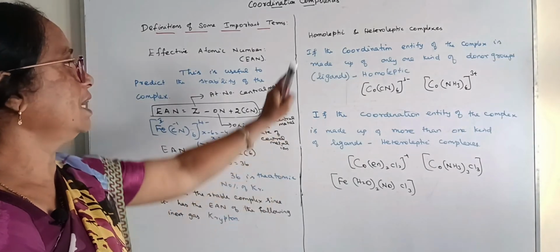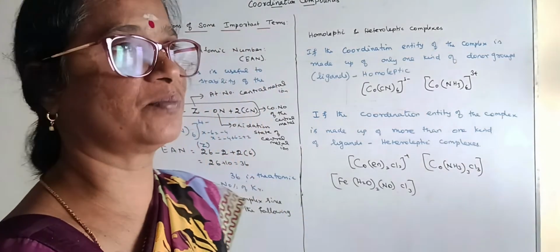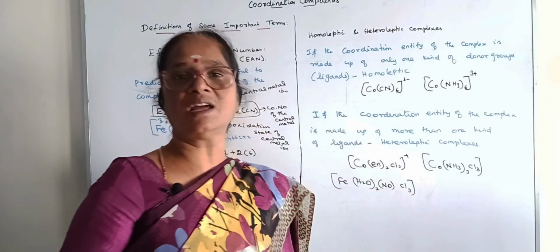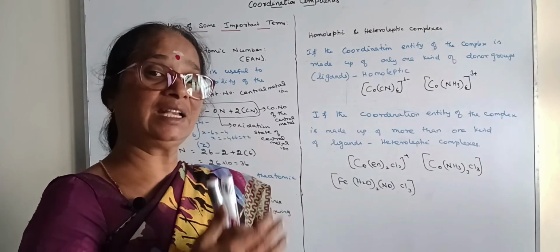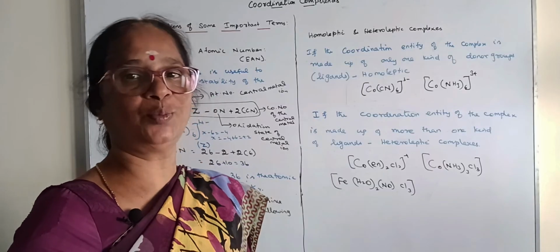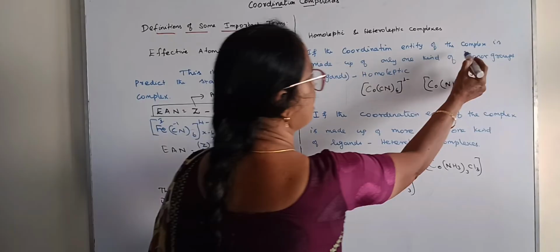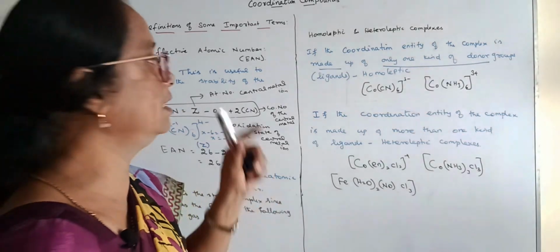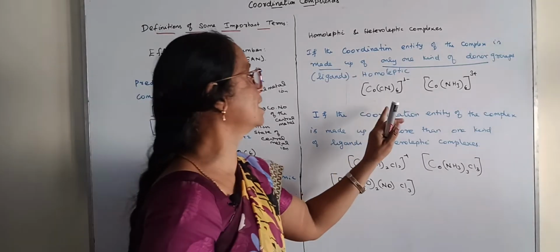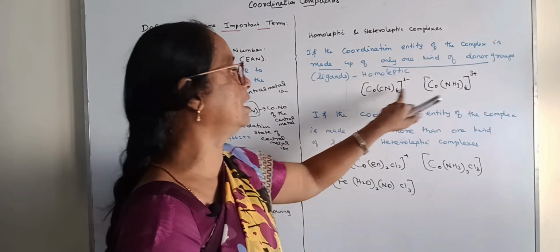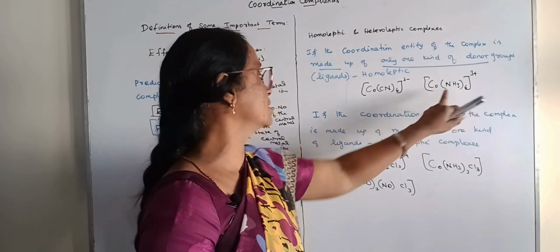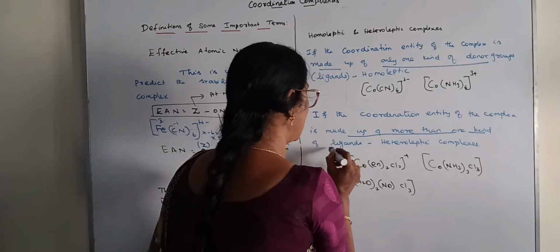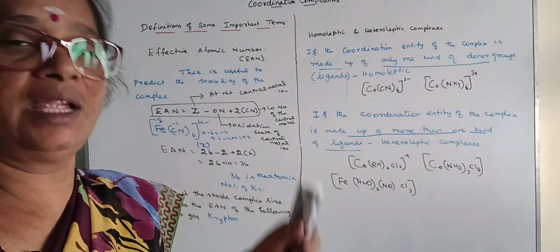The next one: homoleptic and heteroleptic complexes. If the entity is formed by only one kind of ligand, it is said to be homoleptic. If the entity has more than one kind of ligand, it is said to be heteroleptic. When the coordination entity of the complex is made up of only one kind of donor group or ligand, it is a homoleptic complex. In this example, the complex is made up of only cyanide ligands, and this one only of ammonia molecules. Similarly, if the coordination entity is made up of more than one kind of ligand, such complexes are heteroleptic complexes.